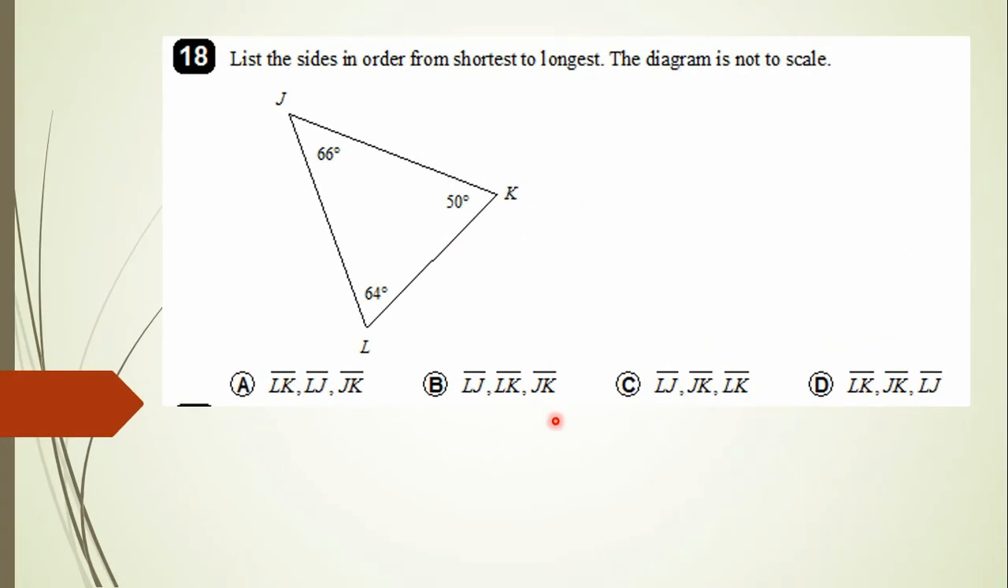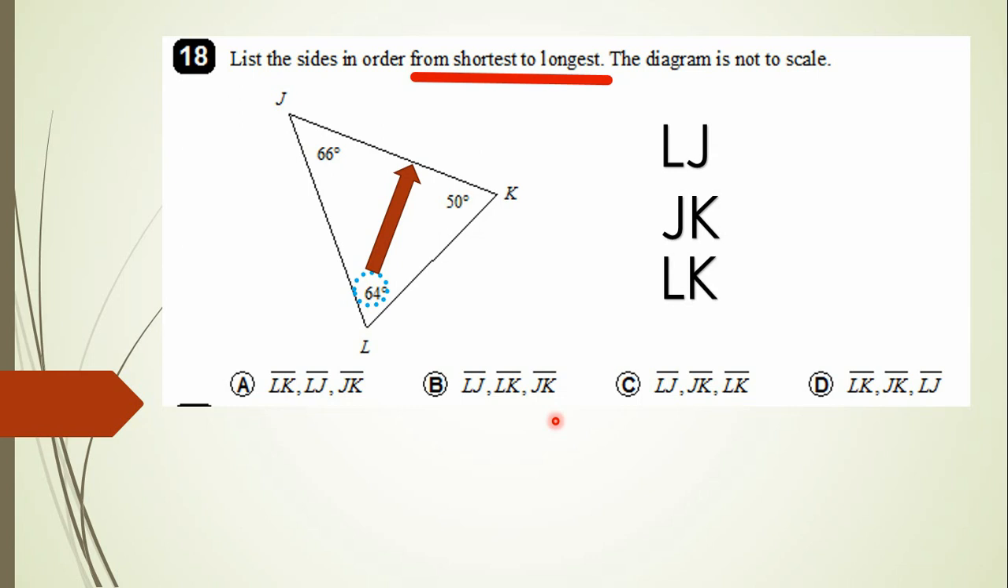Now, list in order from shortest to longest. The shortest side is opposite to the smallest angle. Which one is the smallest one? What's the smallest angle? 66, 64, and 50. Yes, 50. What's the opposite side? Yes, then the smallest one, LJ. What's the next smaller? 64 or 66? Yes, 64. Then the opposite side is JK. Of course, the third side is LK. Then LJ, JK, and LK, from smallest to greatest.